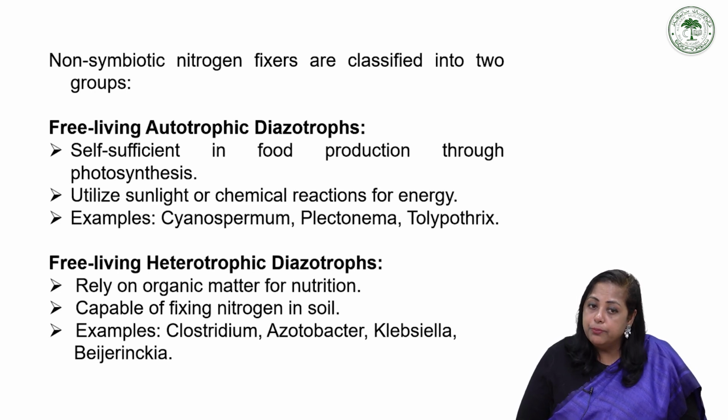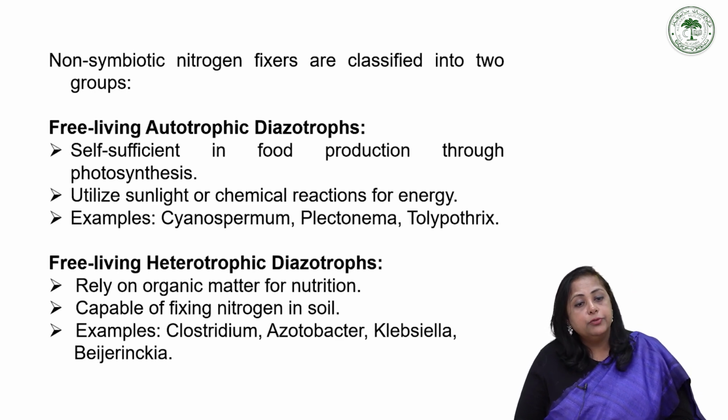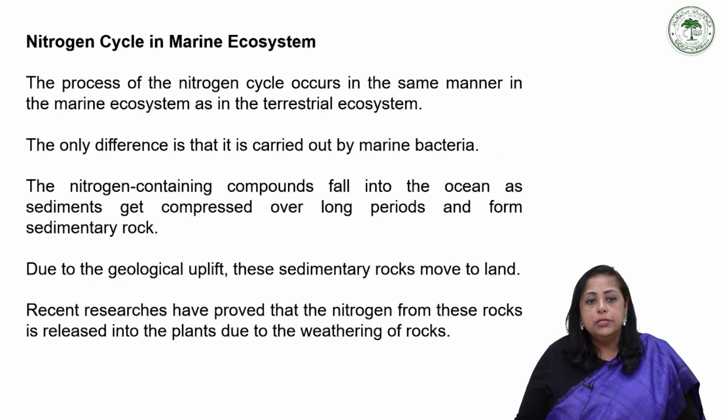Autotroph means those who can produce their own food. Those who can make their own food are autotrophs, and heterotrophs rely on organic matter for nutrition. So, nitrogen cycle in the marine ecosystem. We were just discussing the nitrogen cycle in the terrestrial ecosystem.